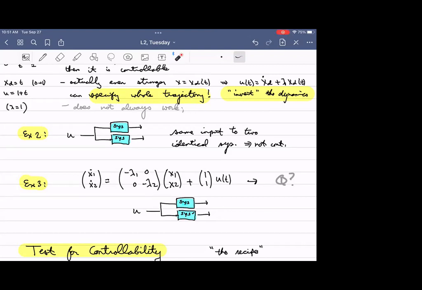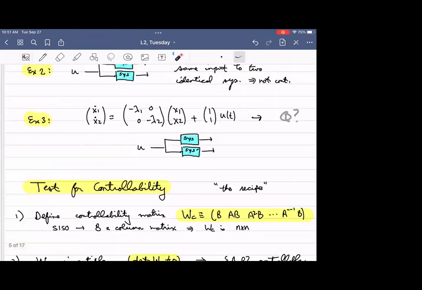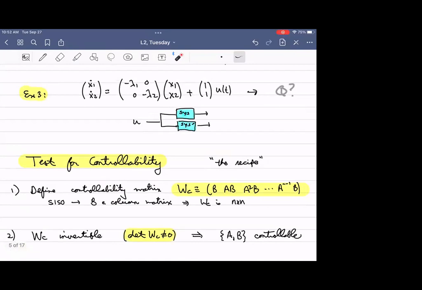So the answer, of course, I wouldn't be going through the setup if there weren't a test. And so the answer is that there is a test. So let me give you the recipe and then try to convince you that it works. The recipe is as follows. We're going to construct a matrix called the controllability matrix. Right now, remember, we have a single input, so B is a column vector.